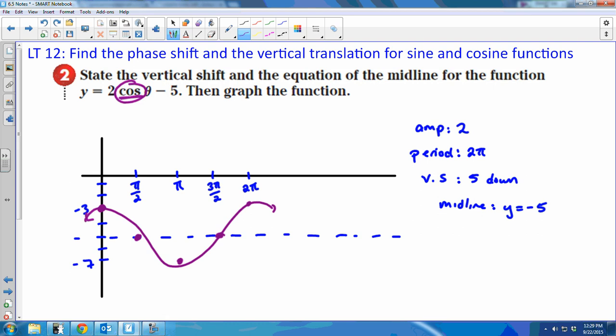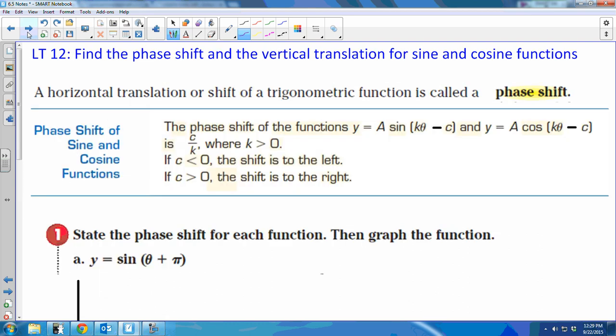Questions about that? So it's the exact same thing, right? I still took the period and divided by 4, figured out the scale. All I had to do was shift it downwards. Questions about that one? All right. Then let's look at the phase shifts.